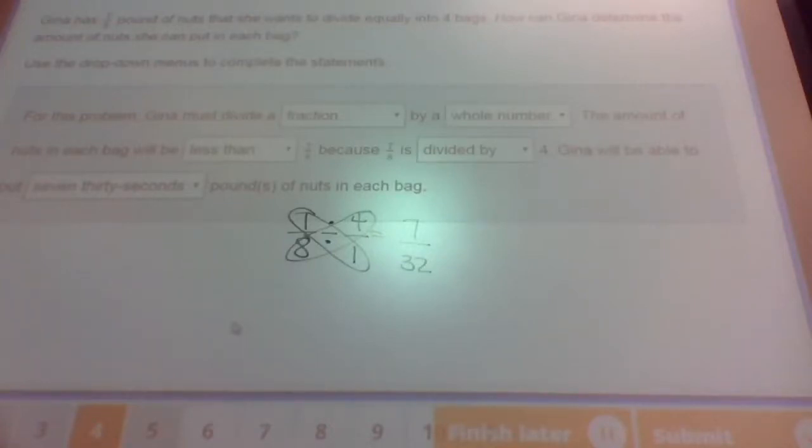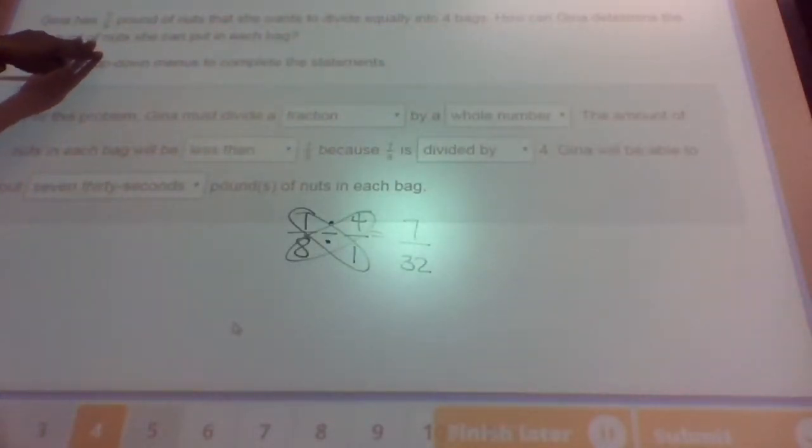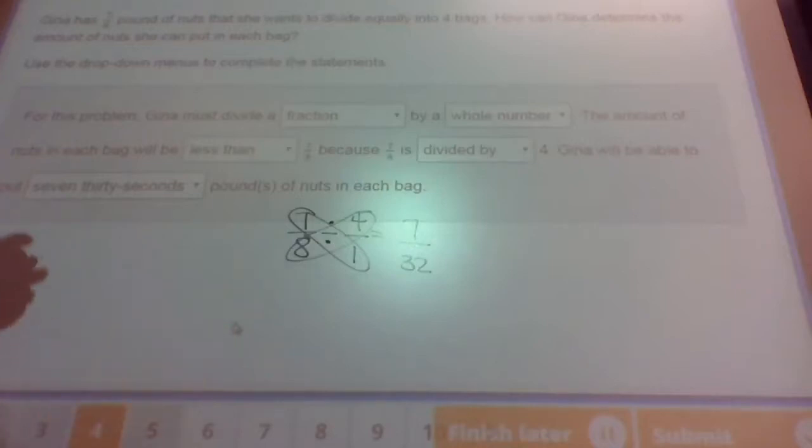Not necessarily that it's a whole, but what, Francesca? But it came after the word. No. Lauren? Because you can't divide whole numbers by fractions. You can, but it's something else. Kyra? Because it says Gina has 7/8 pounds of nuts, and then divided equally in 4 bags. Okay, so are we dividing the bags or are we dividing the nuts? The nuts. So we're taking the nuts and putting them in the bag. We're not taking the bags and putting them in the nuts, right?